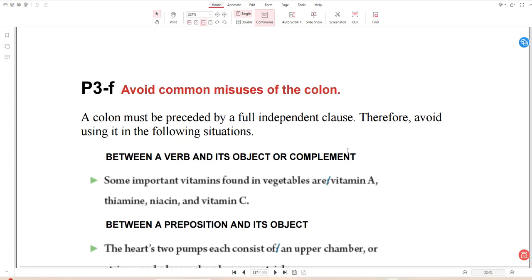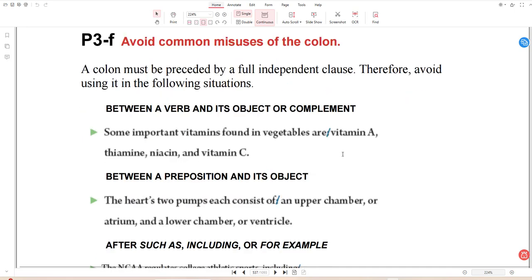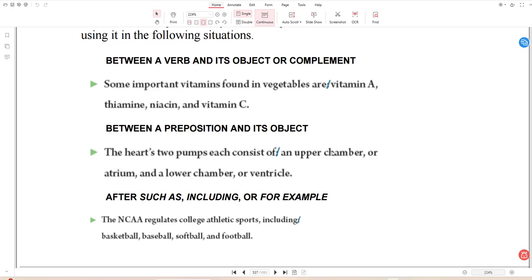A colon must be preceded by a full independent clause. Therefore, avoid using it in the following situations. Do not use a colon between a verb and its object or complement. Some important vitamins found in vegetables are vitamin A, thiamine, niacin, and vitamin C. Do not use a colon between a preposition and its object. The heart's 2 pumps each consist of an upper chamber or atrium and a lower chamber or ventricle. Do not use a colon after such as, including, or for example.